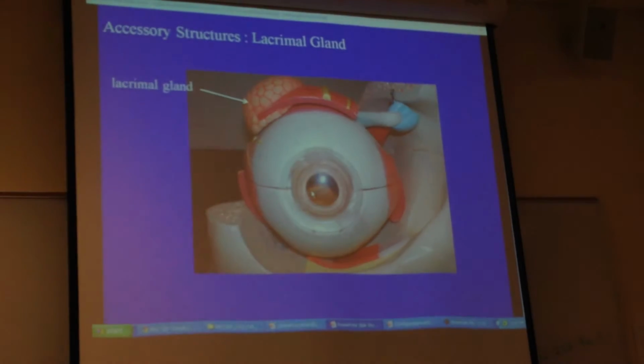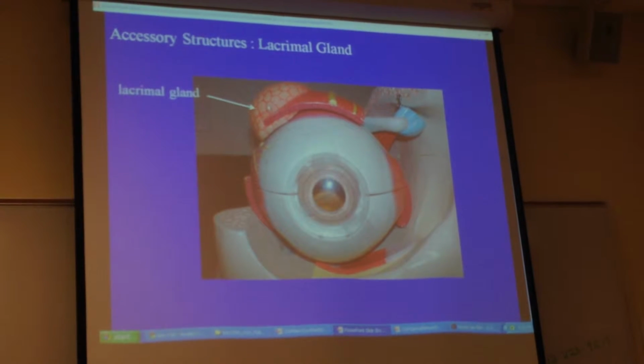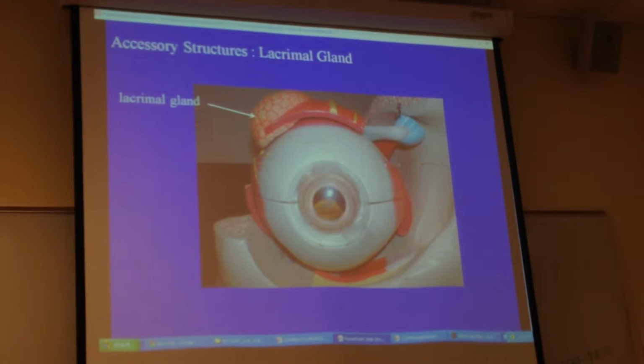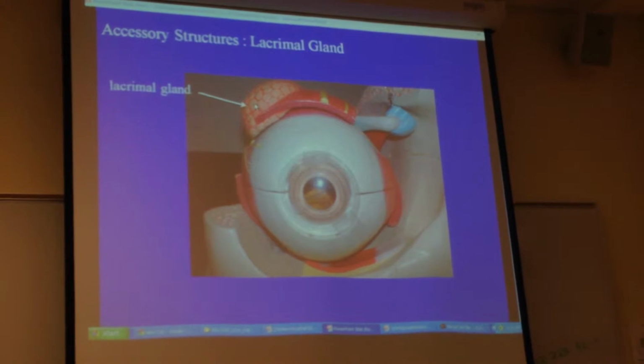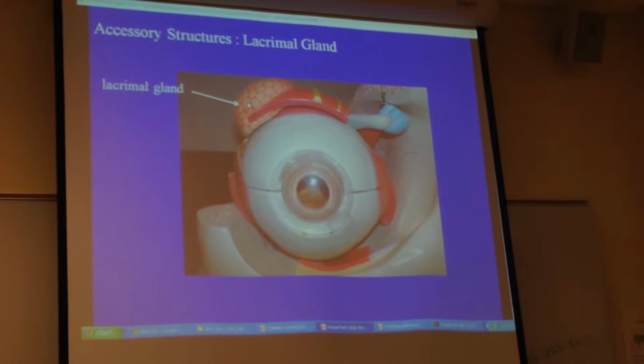You also have to be able to recognize the lacrimal gland. This is the lacrimal gland on the model that we have in lab. This structure at the superolateral part of the eye secretes tears.